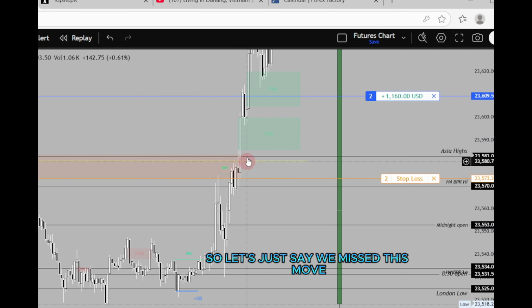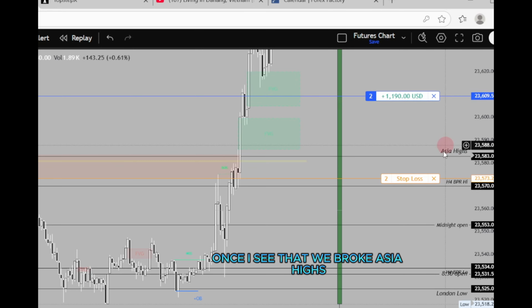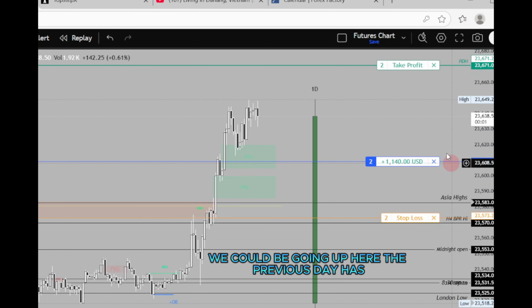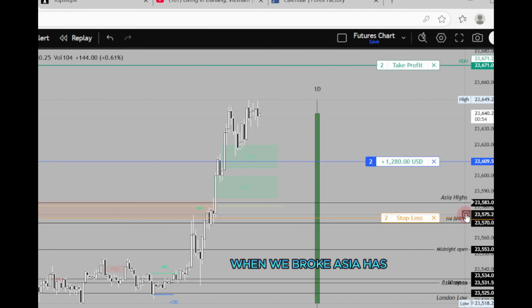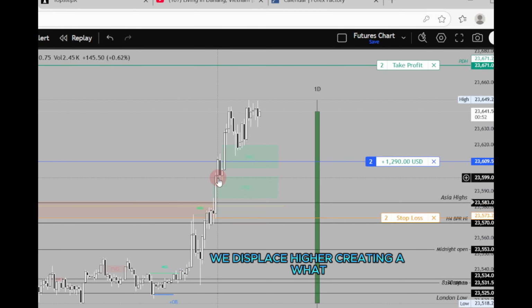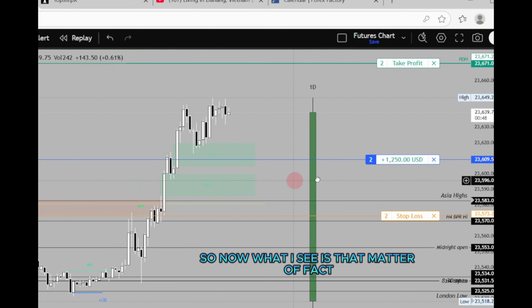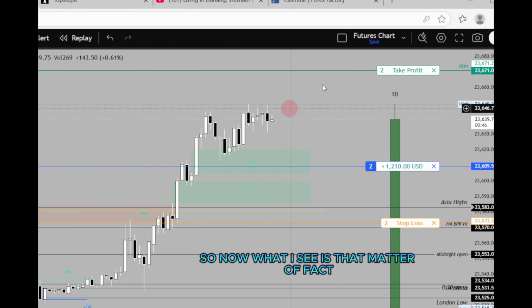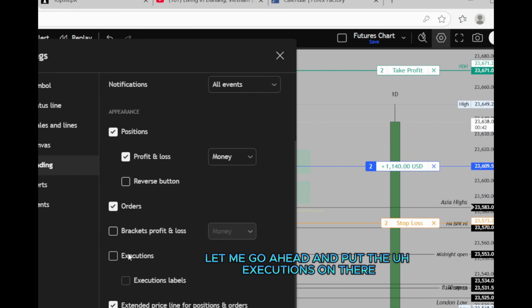So let's just say we missed this move. We missed all of this. We even took out Asia highs. Once I see that we broke Asia highs, we could be going up here to previous day highs. So that's what I'm thinking in my head, right? Now, when we broke Asia highs, we displaced higher, creating a what? A fair value gap. So now, what I see is that, matter of fact, let me go ahead and put the executions on there.